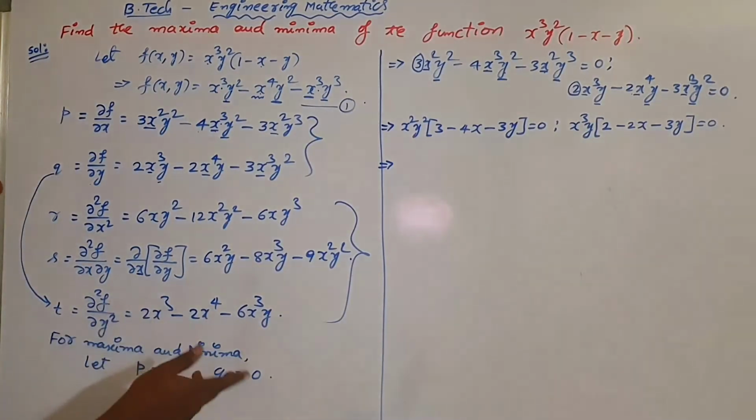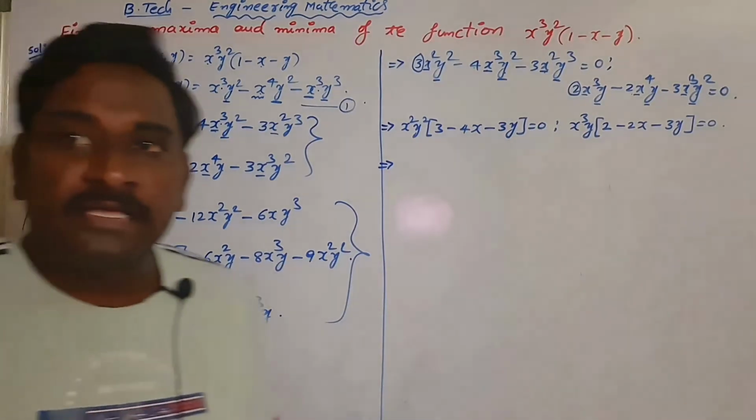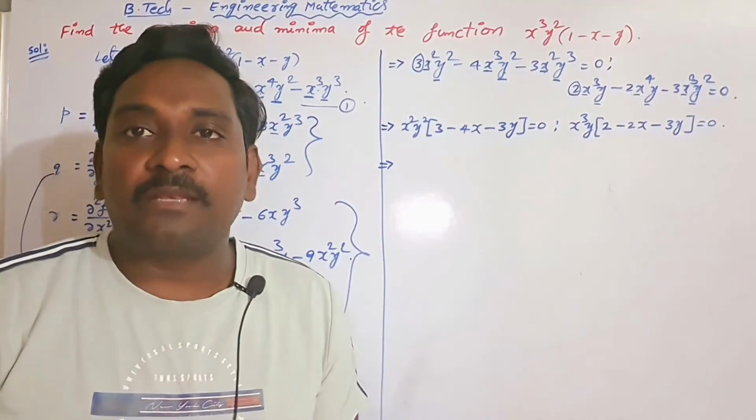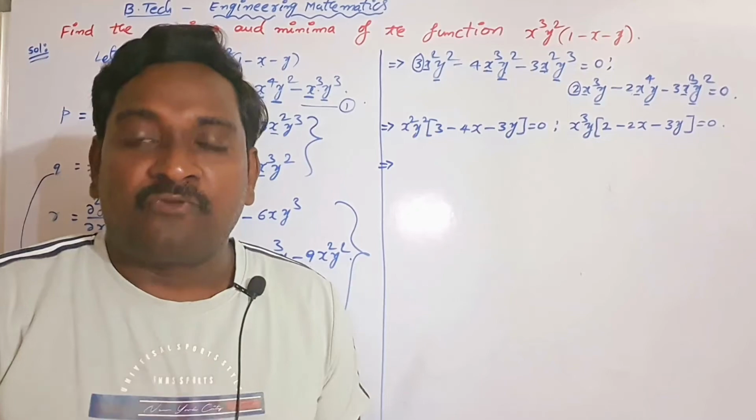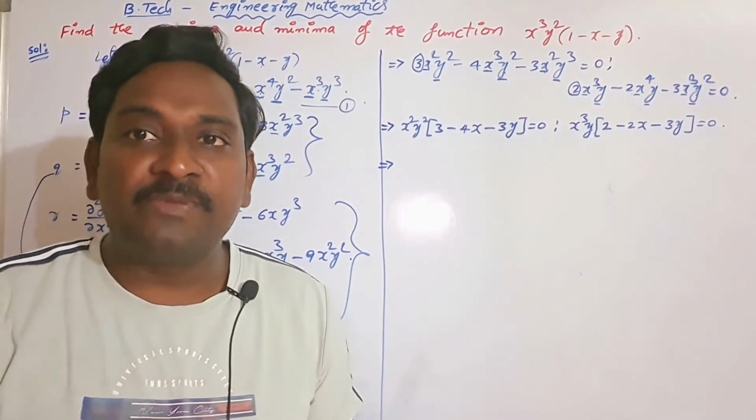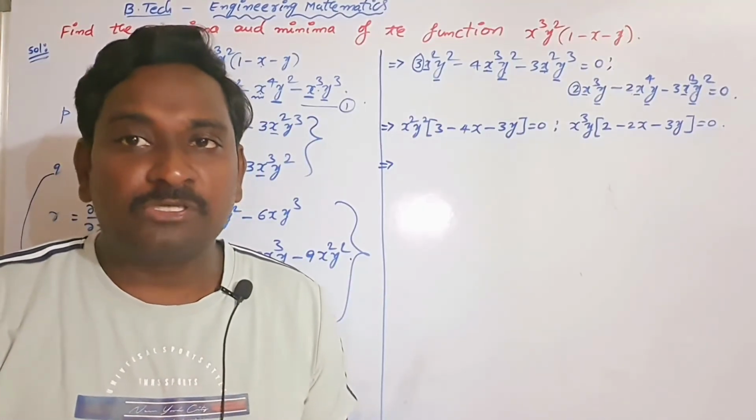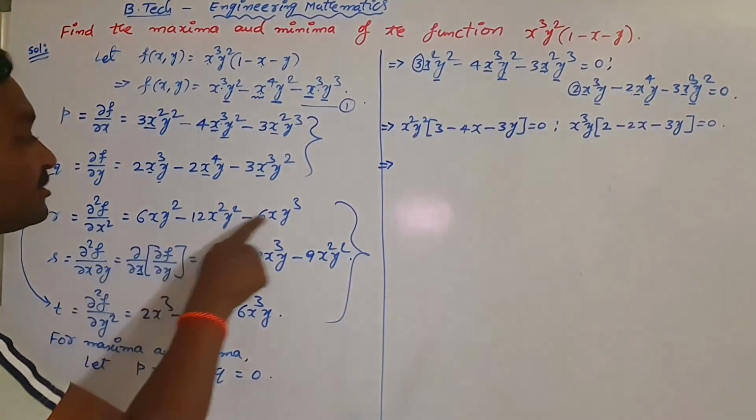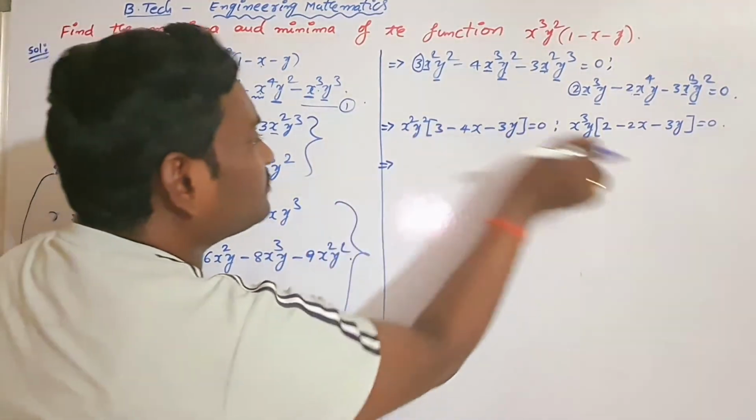If you replace x is equal to 0, y is equal to 0 in R, S, T, the R value becomes 0, S value becomes 0, T value also becomes 0. So automatically RT minus S square also becomes 0. That's why if RT minus S square is equal to 0, we can't decide the conclusion. That's why you can remove 0, 0. Better not to take 0, 0 as a stationary point whenever R, S, T has x and y terms in each and every term.